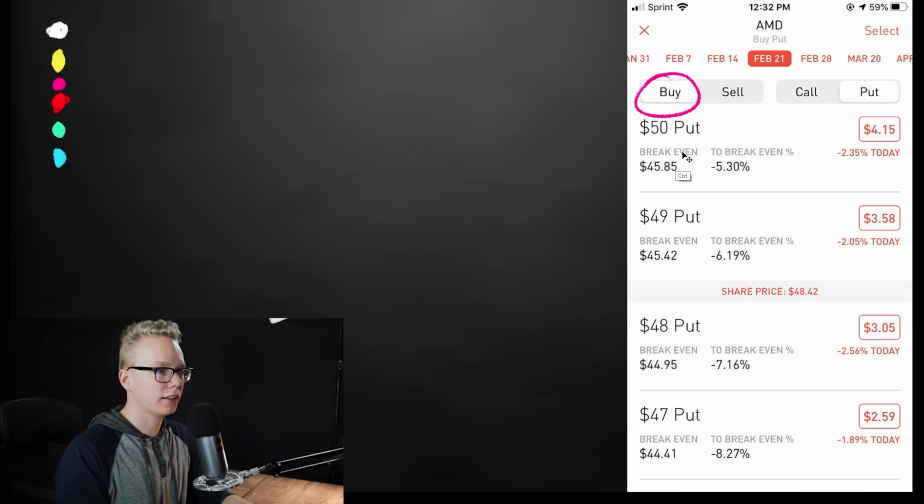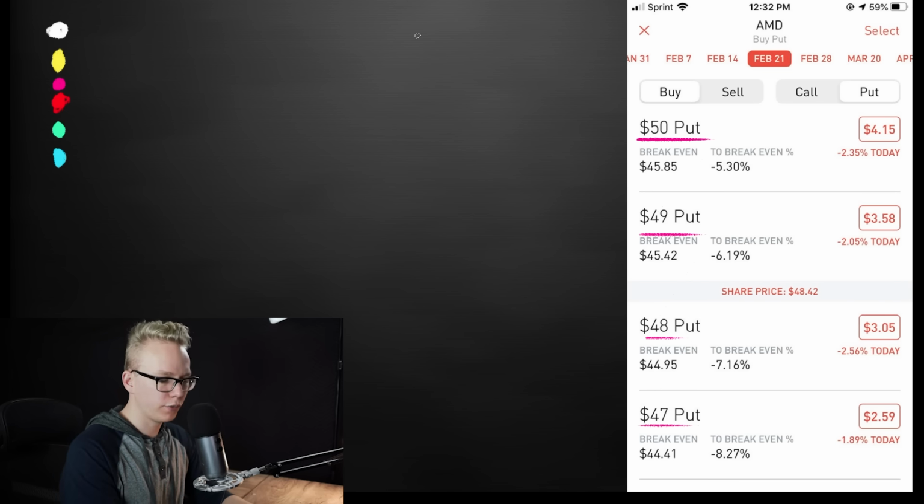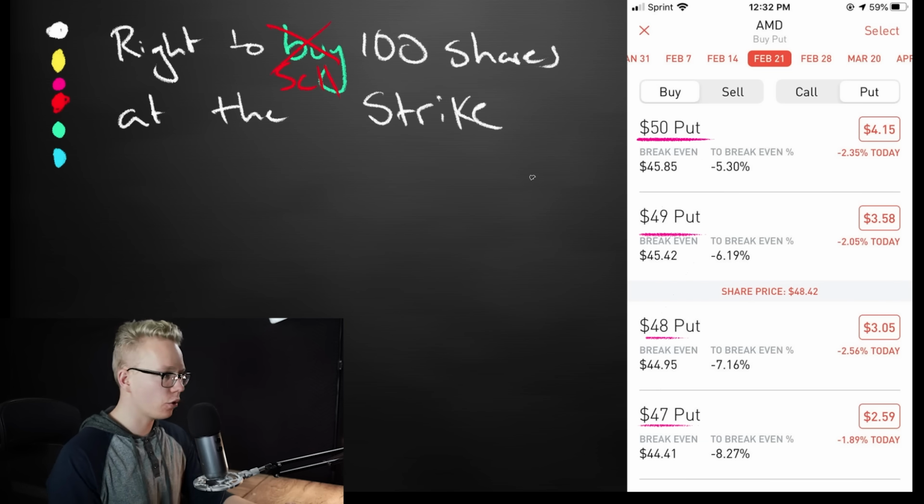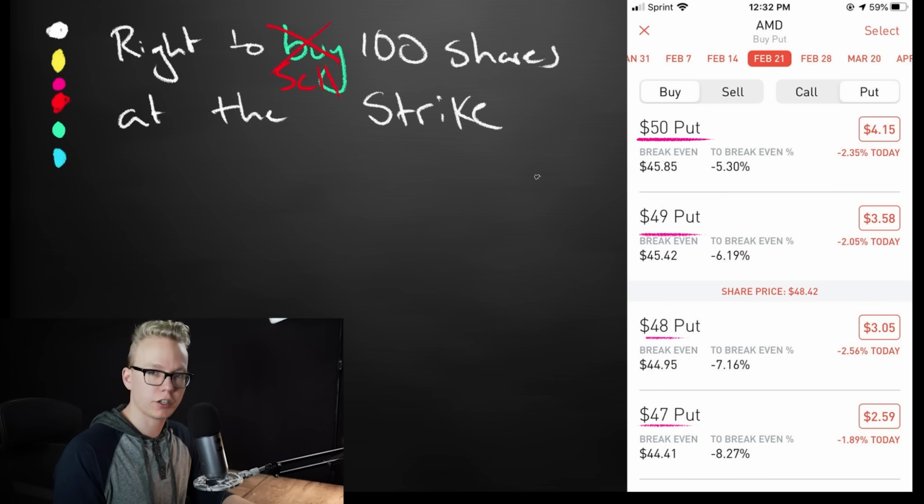So we have buy put selected. We're looking at 4 puts here. 1, 2, 3, 4. Notice the similarities. They do have strike prices, 50, 49, 48, 47. The only difference is, if you remember, calls give you the right, but not the obligation, to buy 100 shares at the strike price. Let me write that out actually. So this is for calls. They give you the right to buy 100 shares at the strike price. But for puts, this gives you the right to sell 100 shares at the strike price. Now you could own these shares already, or you may not own those shares already.